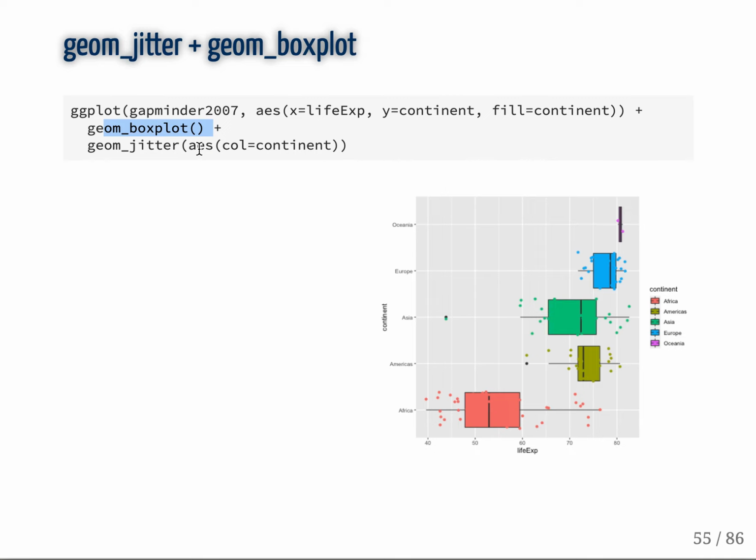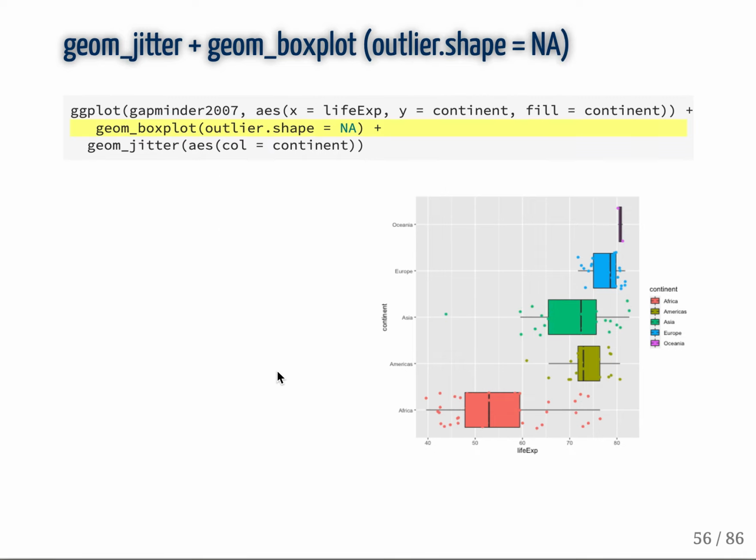We don't want to plot outliers twice. So here, inside geom_boxplot, I passed outlier.shape equals NA. Now geom_boxplot won't plot the outliers. We get outliers only through geom_jitter.